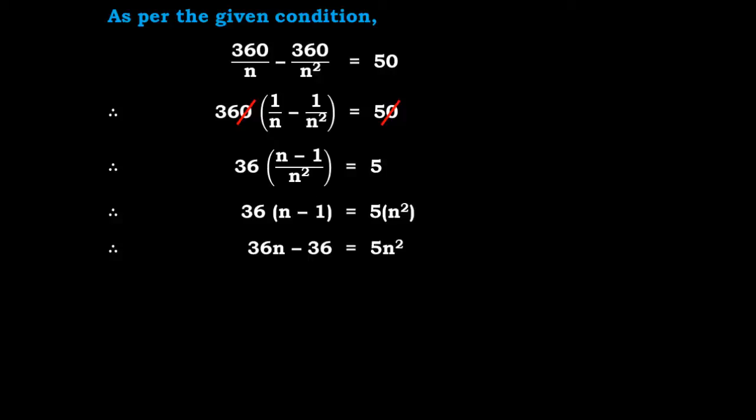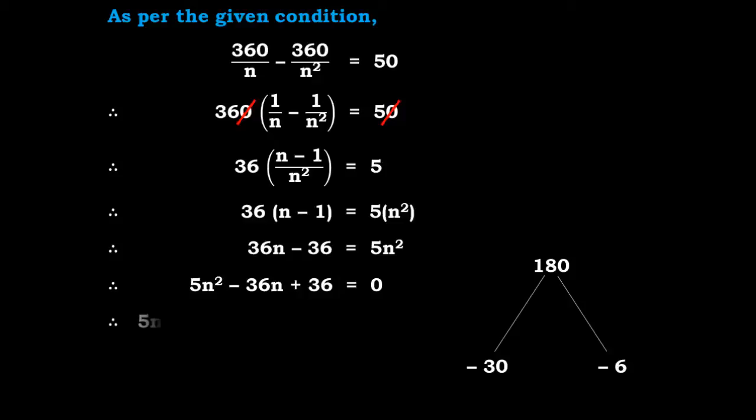Now we have to write this in standard form, so all the terms will come to the RHS. We get 5n square minus 36n plus 36 is equal to 0. Now 5 into 36 will become 180 and we have to take factors of 180 so that their sum will become minus 36, and the factors will be minus 30 and minus 6. So we can write the equation 5n square minus 30n minus 6n plus 36 is equal to 0.